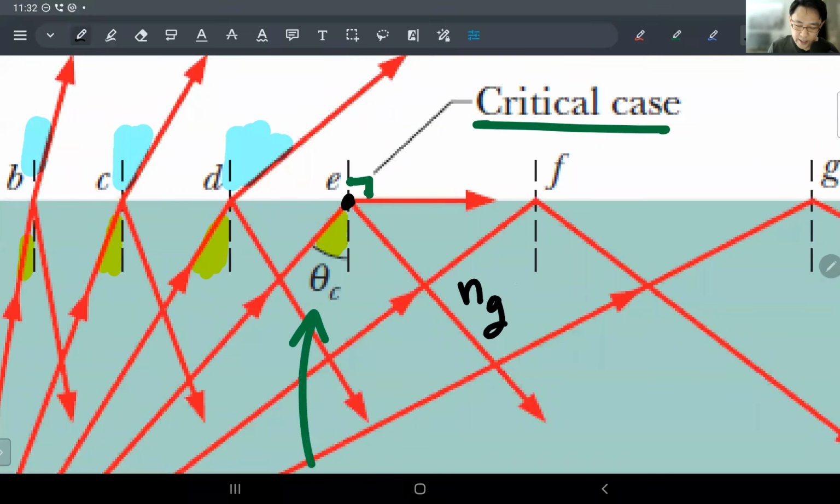N glass sine theta critical is going to be in air in this case. And then sine 90 degree. You guys with me? Okay. That's all you care about. Just set 90 degree into your refracted angle. So that's what it is.